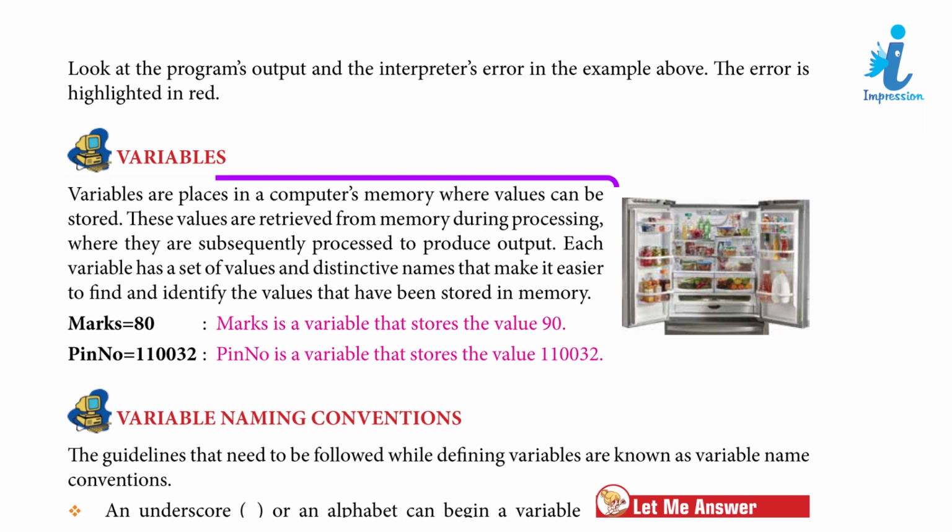Variables. Variables are places in a computer's memory where values can be stored. These values are retrieved from memory during processing, where they are subsequently processed to produce output. Each variable has a value and a distinctive name that make it easier to find and identify the values that have been stored in memory.